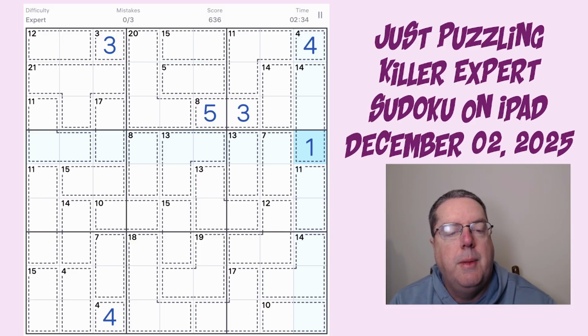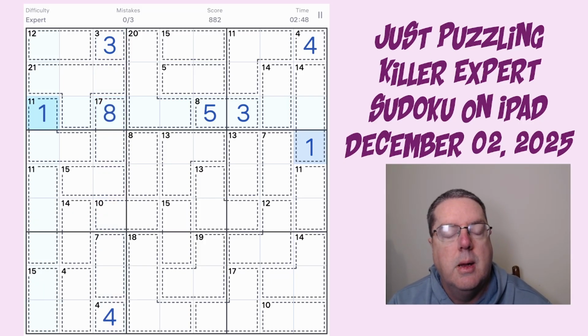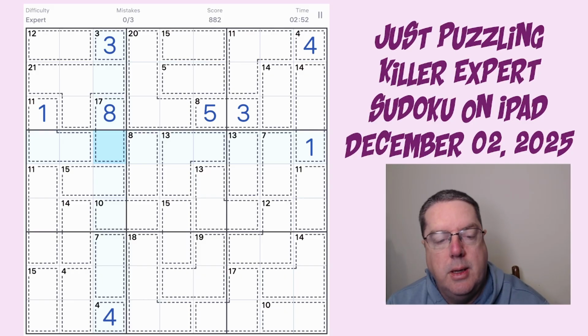I always like to add these up just to see what these two would be. So 12 plus 3 is 15, plus 21 is 36. So that would mean that these two add up to 9. Well, 9 and 0 is not possible, so that's an 8, and this is a 1. Meaning this to get to 17 has to be a 9.